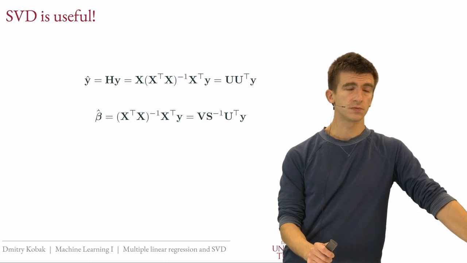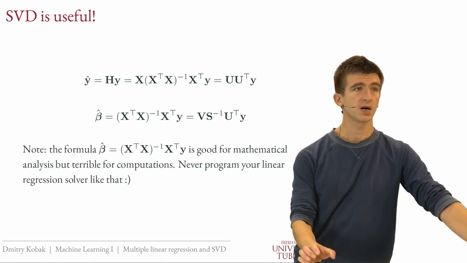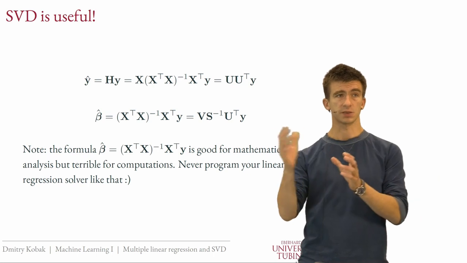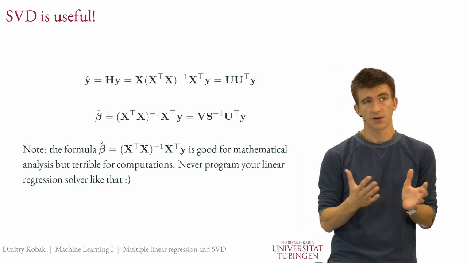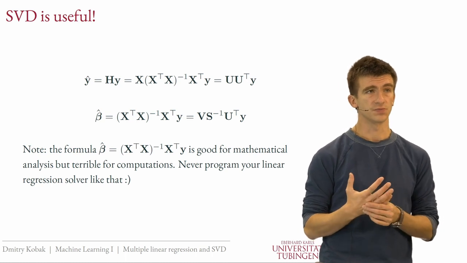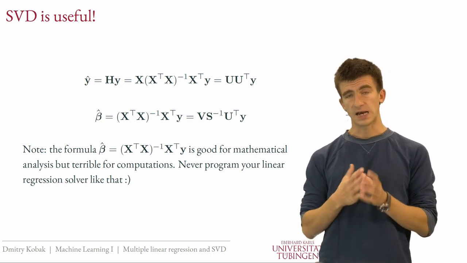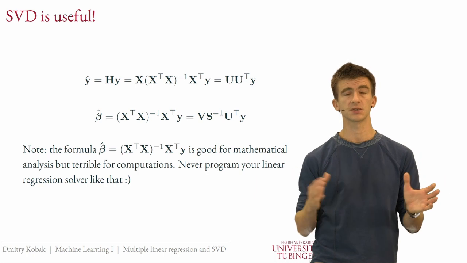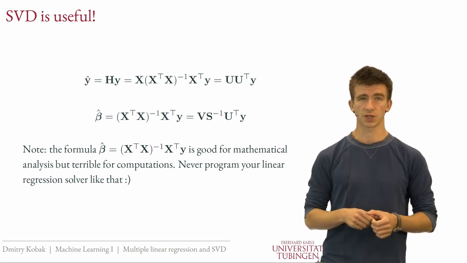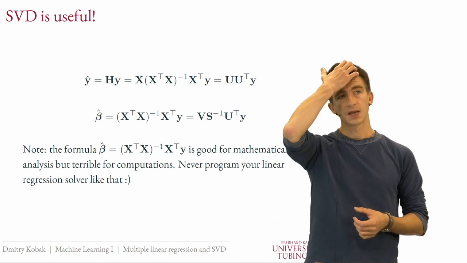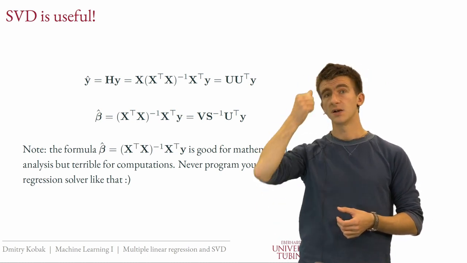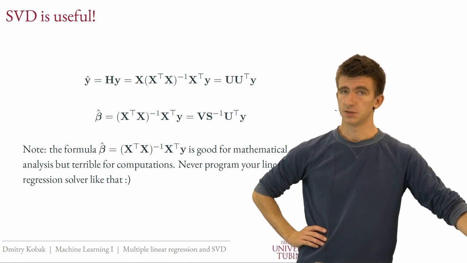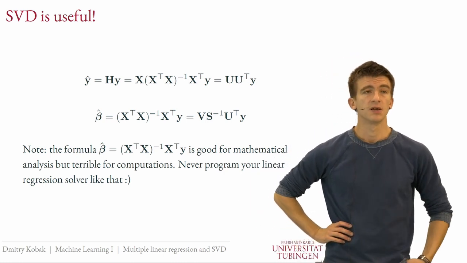And I have two remarks here about that. The first remark is that the formula, how we wrote it originally, beta hat is the inverse of this matrix times X transpose Y, can be good for mathematical analysis. It's clear what's happening. But it is actually terrible for computations, because you need to form this square matrix, which can be large if you have a lot of predictors, which squares everything, which can also lose precision. And then you need to take the inverse, which is a very computationally intensive operation that is not recommended unless you really, really have to. And in this case, you don't have to.